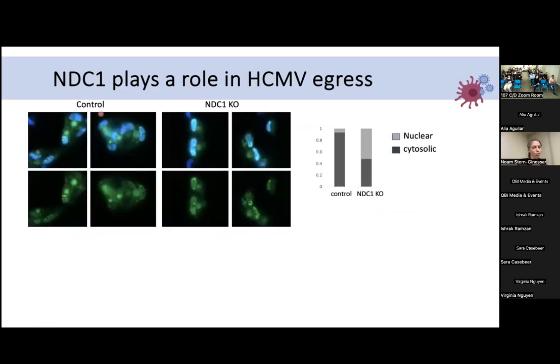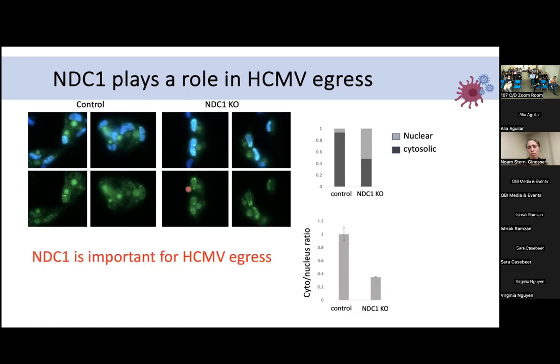When you take control cells and infect them with a virus that has a capsid GFP tag, you can see that 72 hours post-infection, as expected, most of the viral particles are now in the assembly compartment in the cytosol. But if we knock out NDC1, you can see that now a lot of the capsids are still captured in the nucleus. So this proves that NDC1 is actually important for the egress of CMV out of the nucleus. You can also quantify the viral genome. So we are trying to understand what exactly it is doing.